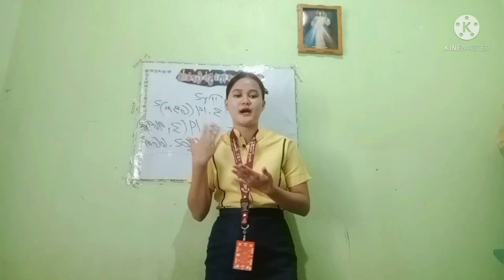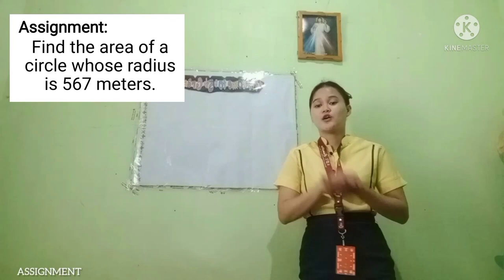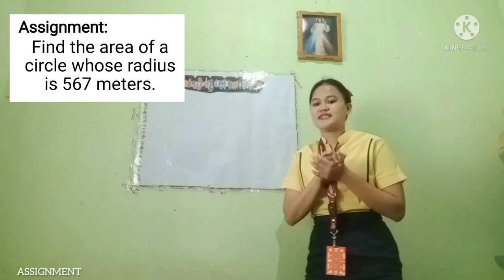For your assignment, learners, I want you to find the area of a circle whose radius is 567 meters. So, write this on your mathematics notebook. Okay? Is everybody finished writing? Okay, pack your things and stand for our closing prayer.